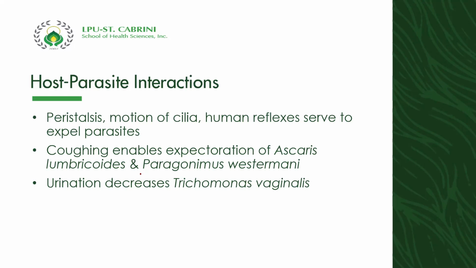Urination also decreases Trichomonas vaginalis. You might wonder, how is that? The urethra and the vaginal canal are different. If the Trichomonas vaginalis is within the vaginal area or the labia, then it can be flushed through urination.